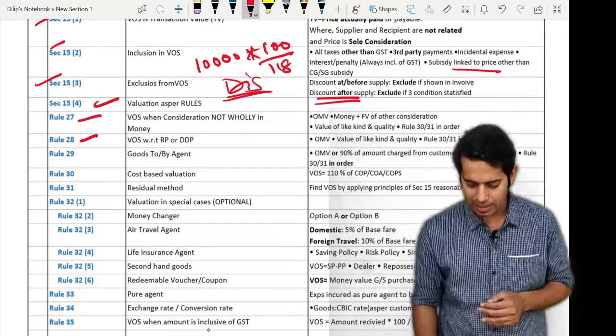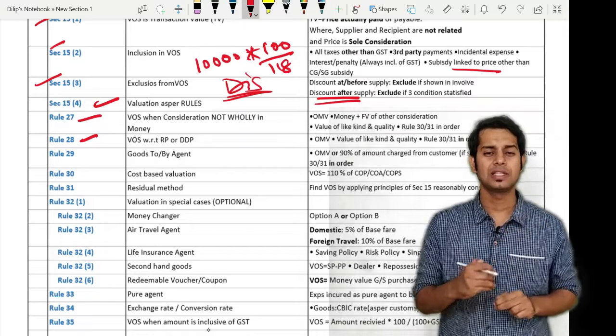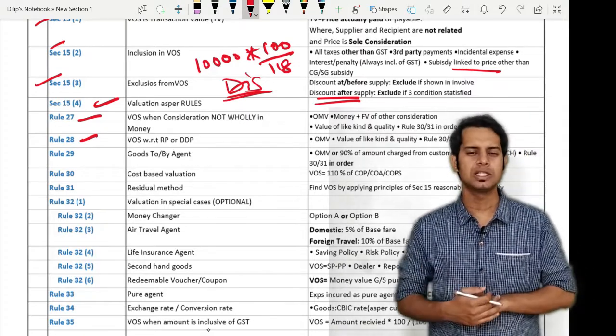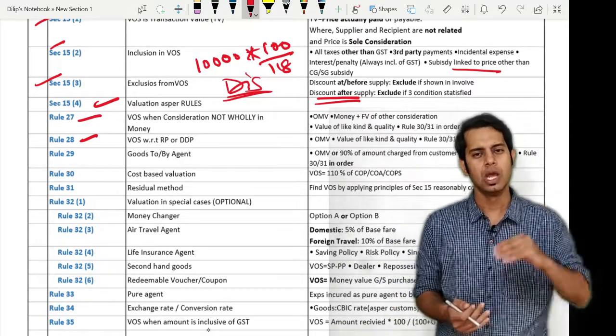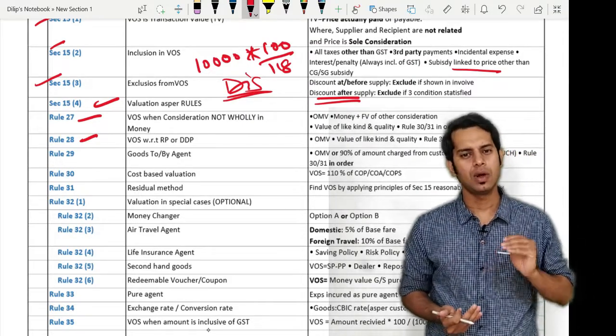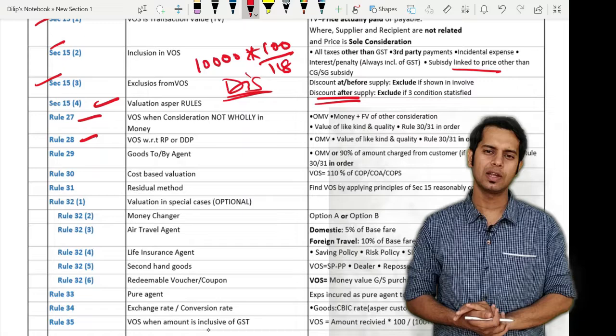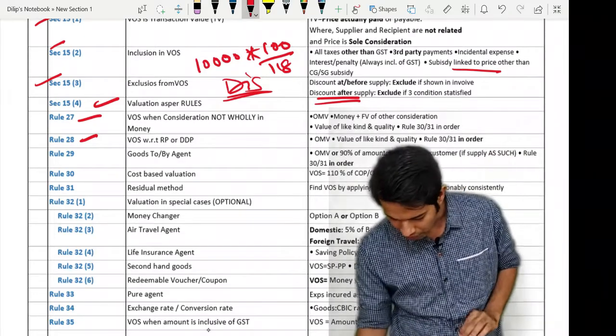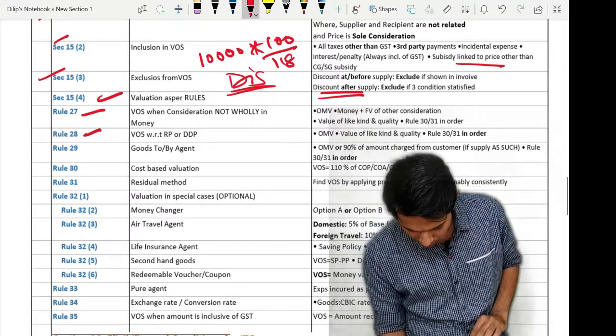Rule number 28. Value of supply in case where supply is made to related person or deemed distinct person. When supply is made to related person, value of supply will be open market value. If open market value is not there, value of like kind and quality. If that is also not there, rule 30, 31 in that order. There are 2 provisos for rule number 28.